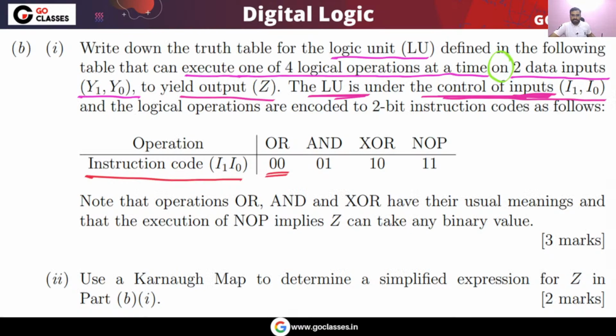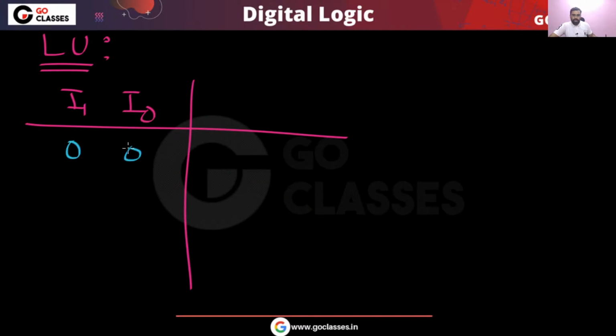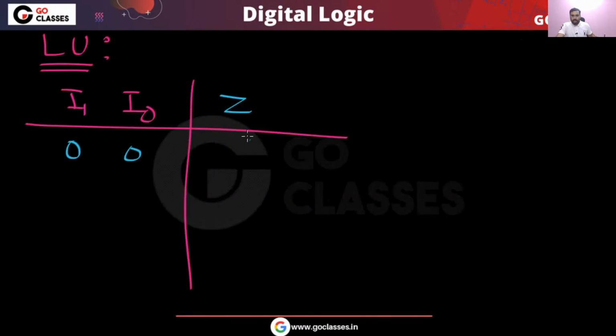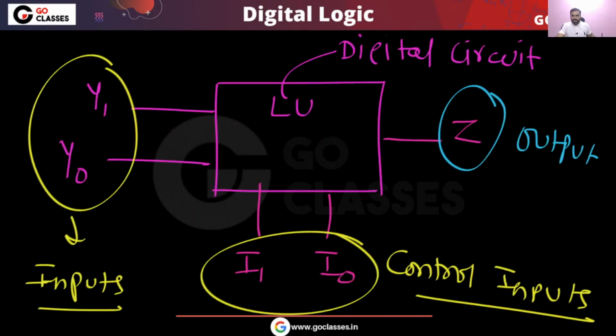The question is saying, very simple question, that when I1, I0 are 0 0, when these control inputs are 0 0, then what will be the output? Can anyone tell me? When I1, I0 are 0 0, the output will be OR. OR of what? Y1 or Y0. Correct? Yes or no?